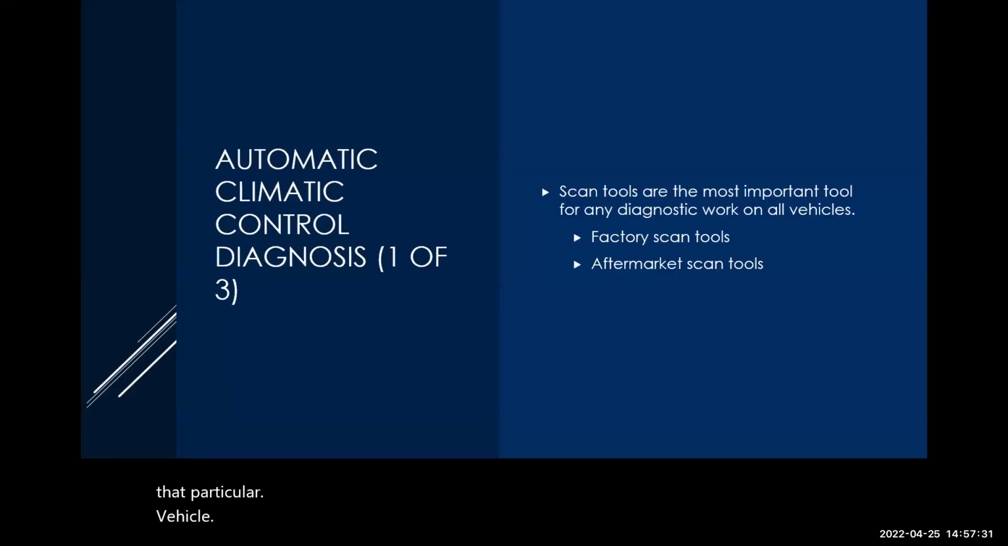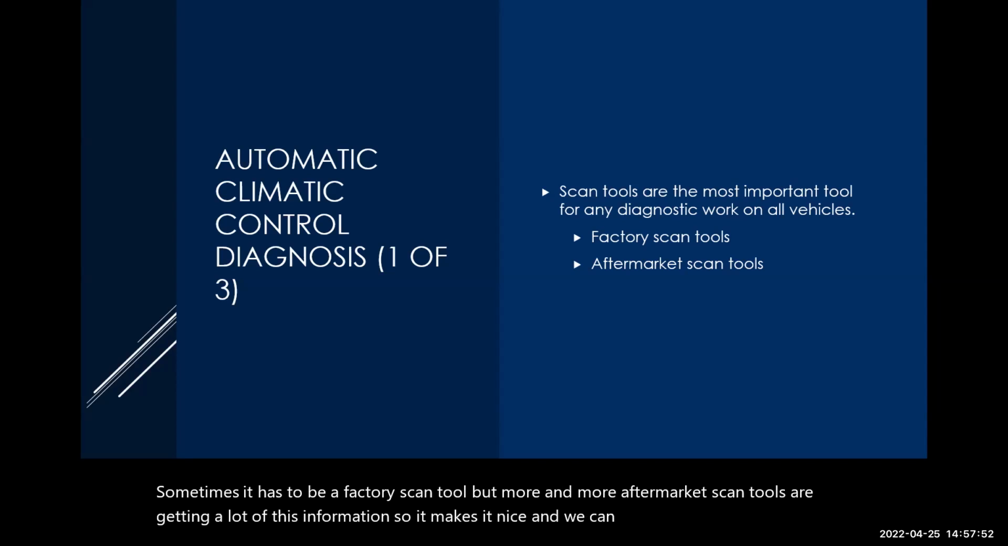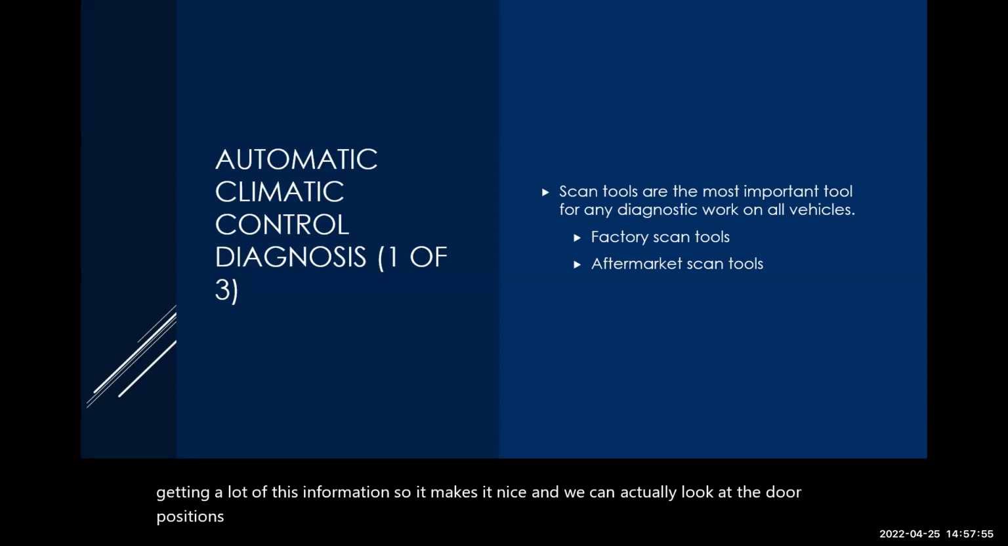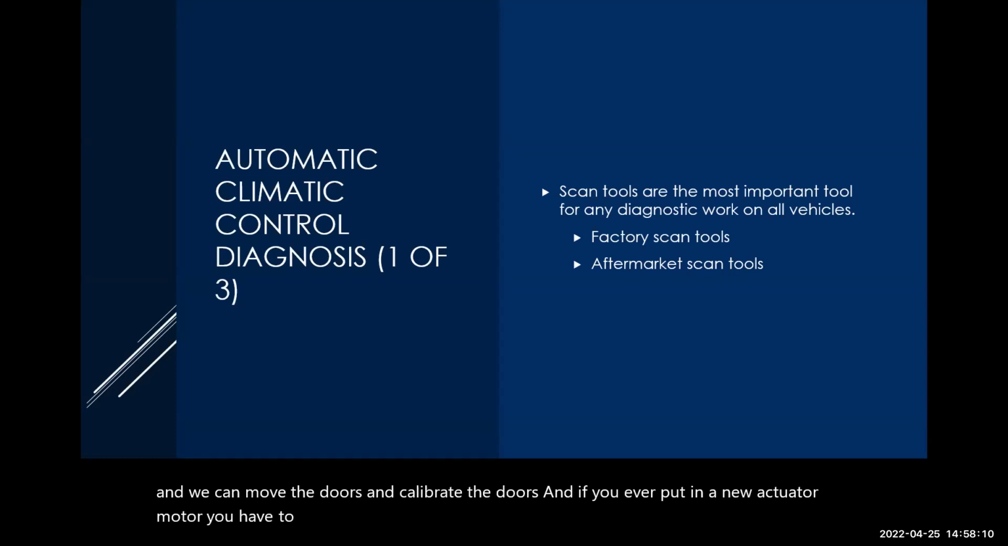So how do we know how to diagnose these? A lot of times we'll use a scan tool. Sometimes it has to be a factory scan tool, but more and more aftermarket scan tools are getting a lot of this information, so it makes it nice. We can look at the door positions, the temperatures. If we have a bi-directional scan tool, we can actually move the doors and calibrate the doors. And if you ever put in a new actuator motor, you have to calibrate that. There's actually a procedure for doing that, and you need to look up the documentation and get that.